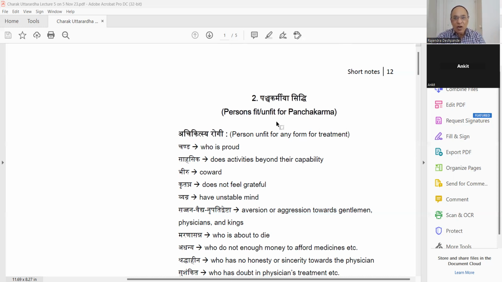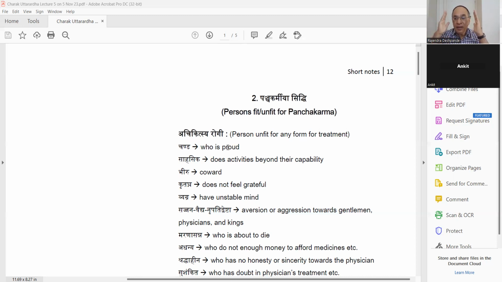Panchakarmiya Siddhi. Siddhi is success. Persons fit or unfit for Panchakarma. Achikitsa rogi. Achikitsa: chikitsa and no chikitsa. A person unfit for any form of treatment should not be given any Panchakarma. Who are those patients? So here is a lot of Ayurvedic terminology, Ayurvedic paribhashika shabd.